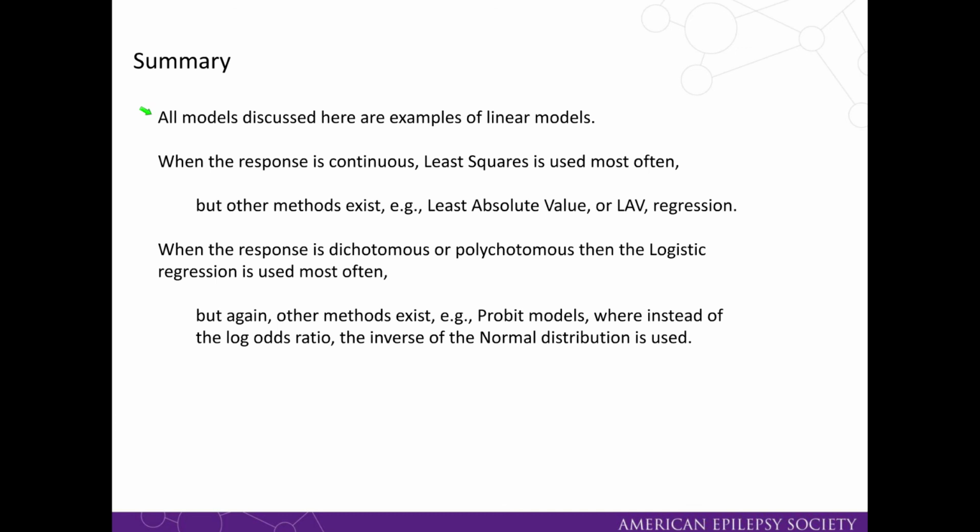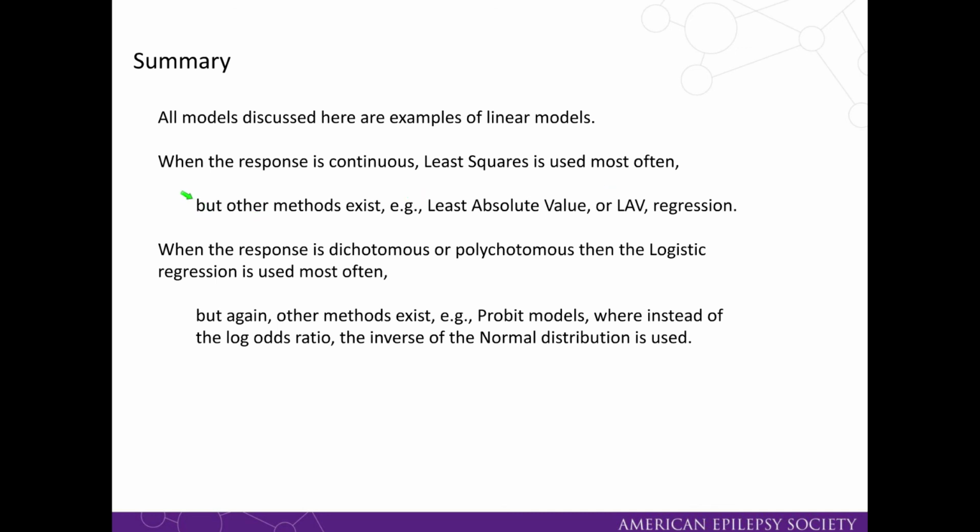So, to summarize, all models discussed here are examples of linear models. When the response is continuous, least squares is the method that is used most often, but other methods exist. And some of you, the more mathematically inclined, might have been thinking all along, well, why do we care about squared distances so much? Why not look at the absolute value? Why bother squaring? I mean, absolute value is a good distance measure, right? And you would be right. That's called least absolute value regression. Sometimes we call it least abs. And that's a possibility too.